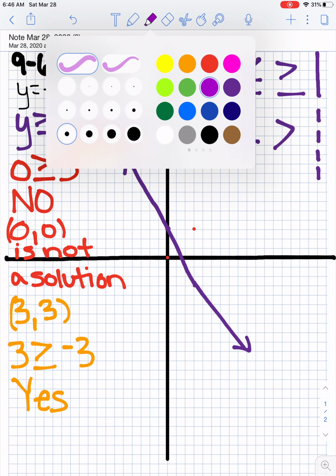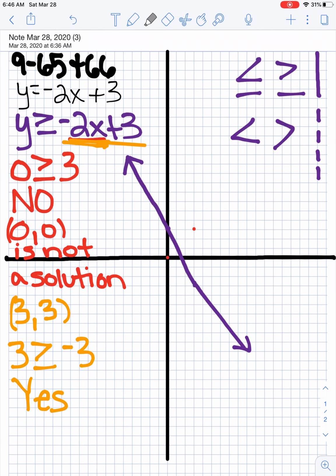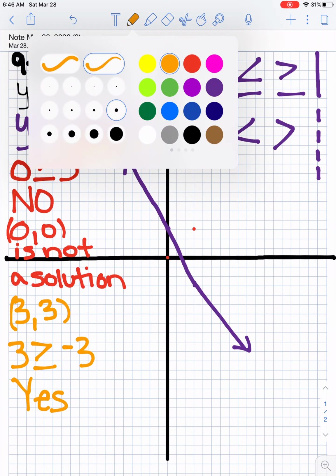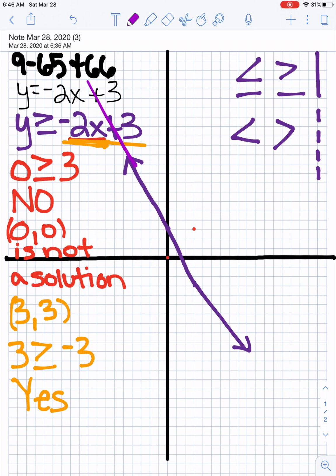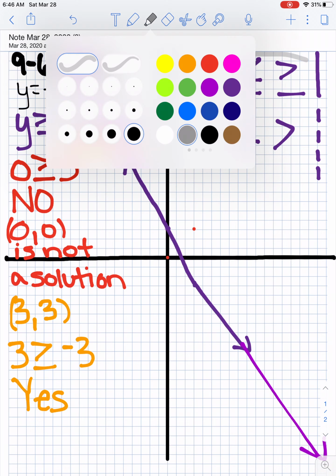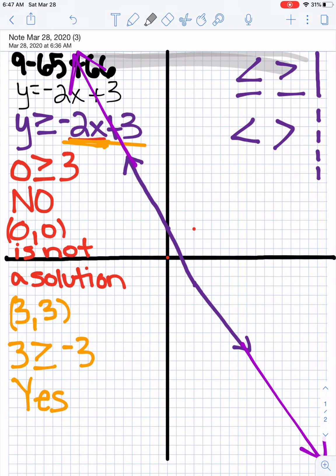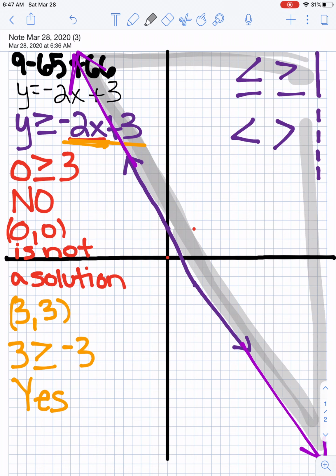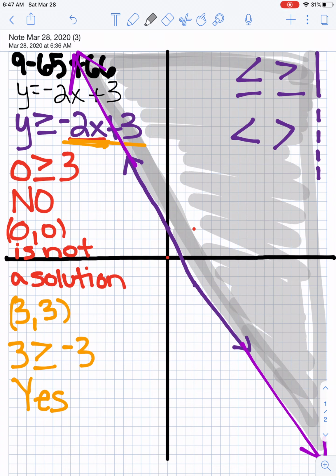So now what we're going to be doing is we're going to be shading. Okay, so that means I should have extended this line a little bit further. Let's go back to the purple. This line should be going the whole way up my graph and should be going the whole way down my graph. And then when I go to shade, everything that's on the top side of this line, getting as close as I can to the line, is going to be a solution. So you would shade in this whole area.